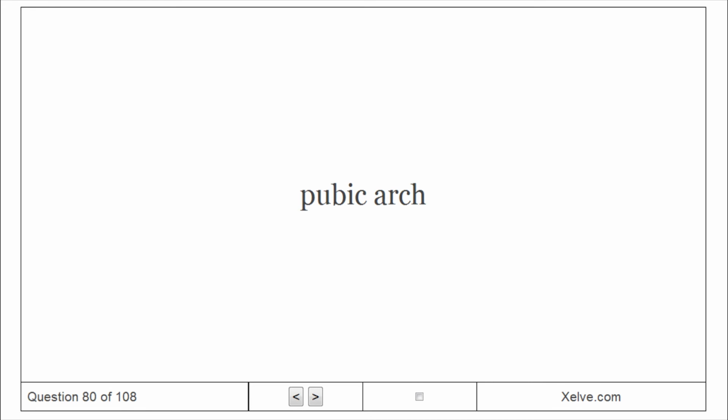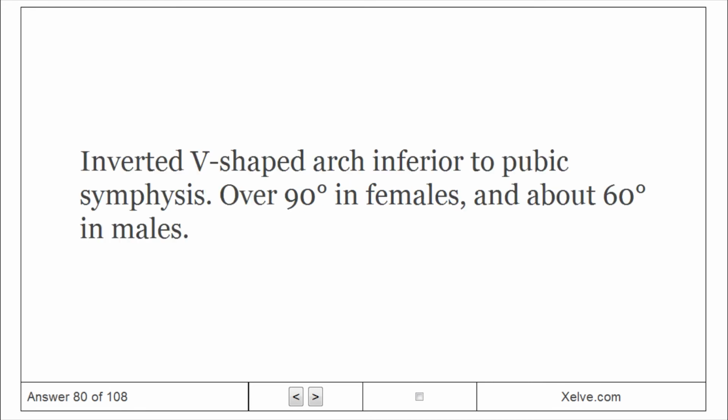Pubic arch. Inverted V-shaped arch inferior to the pubic symphysis, over 90 degrees in females and about 60 degrees in males.